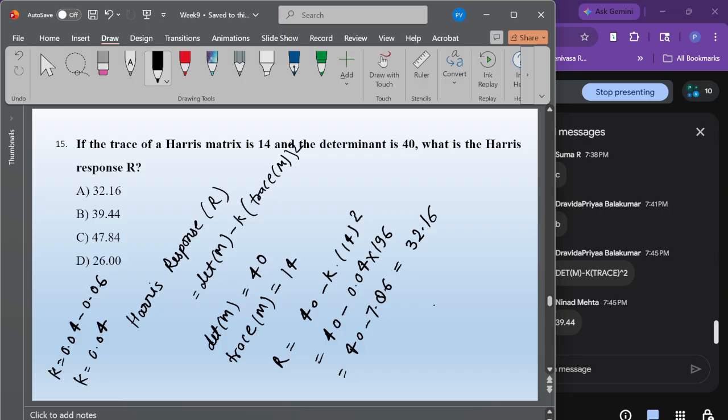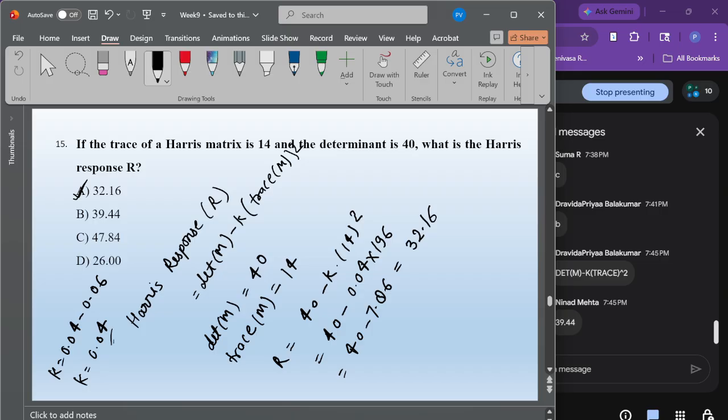Whichever option is matching, in most cases that will be the given value. Here it is not given, so we just took it. Already I have checked all these three values, and at 0.04 the option is matching. That's why I have taken 0.04 directly.